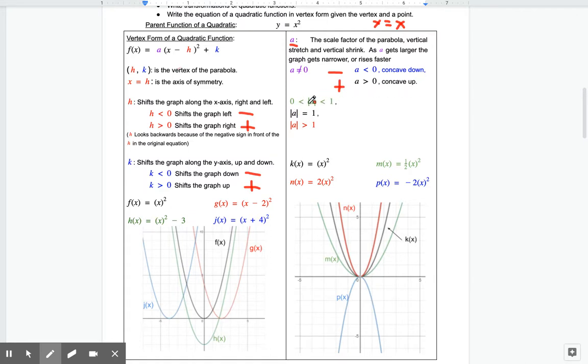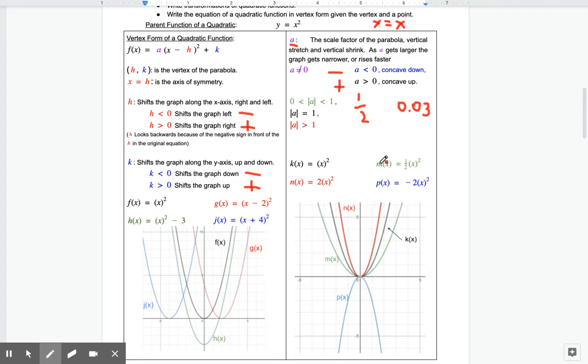If the absolute value of A is between 0 and 1, it can't be 1, that's the parent function, and it can't be 0 because then it's a line. So this would be like a fraction, so 1/2, or a decimal. Another example could be like 0.03. Okay, so anything, a fraction or a decimal, we're looking at the graph getting wider.